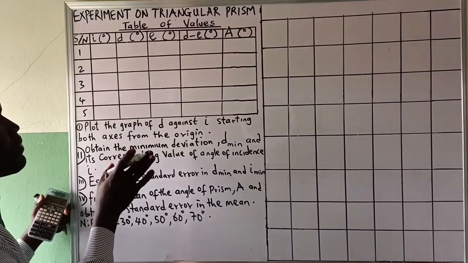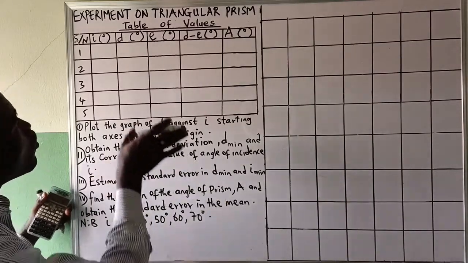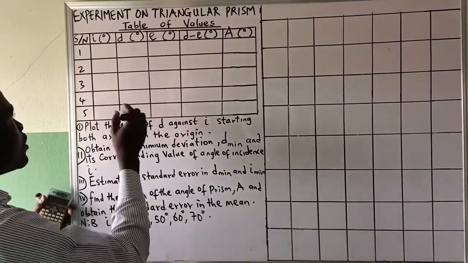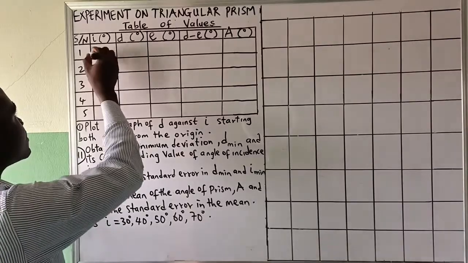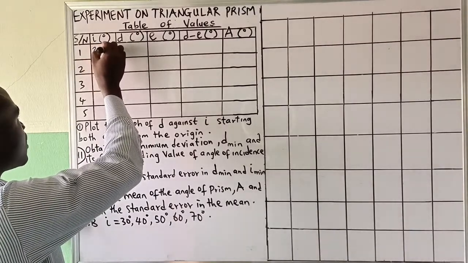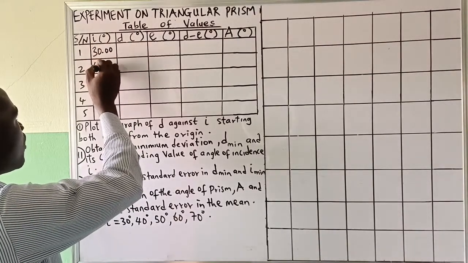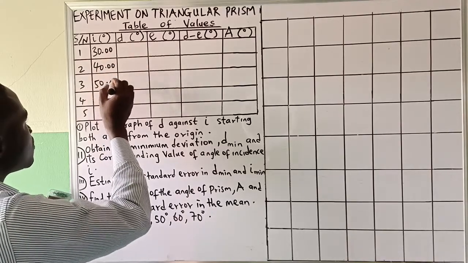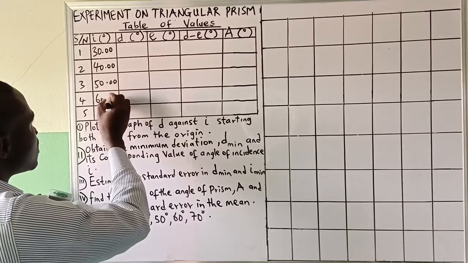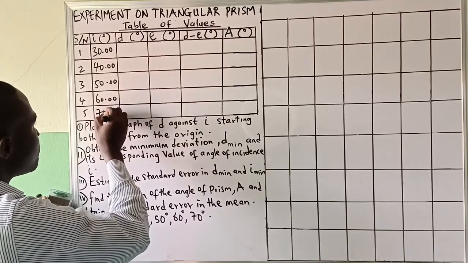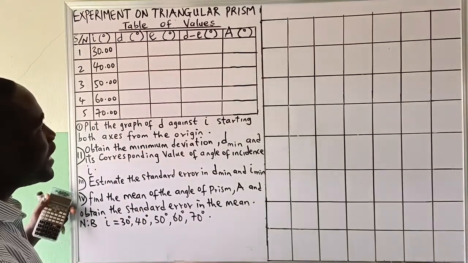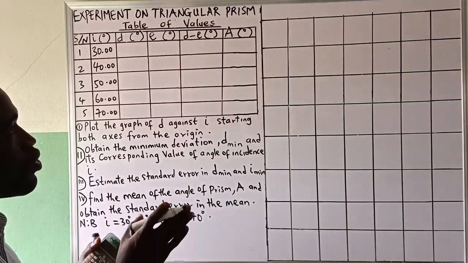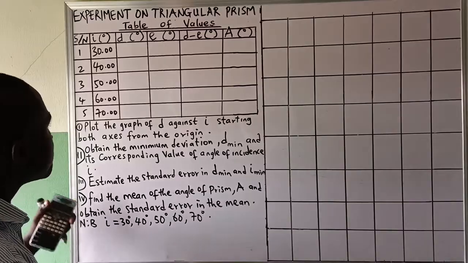In the triangular prism experiment, they will give you the value of your incident angle. So the incident angles given to us are 30.00 degrees, 40.00 degrees, 50.00 degrees, 60.00 degrees, and 70.00 degrees. Let's see how to get our table so that we can now go into graph plotting.